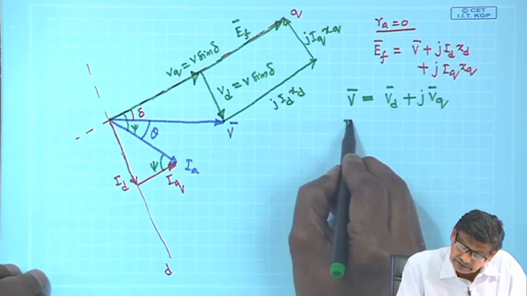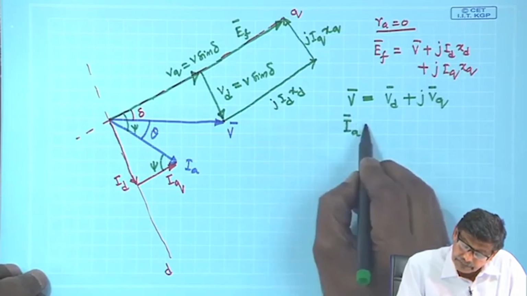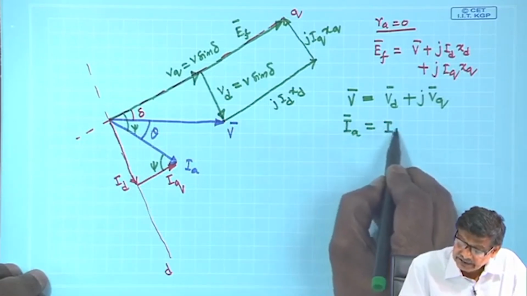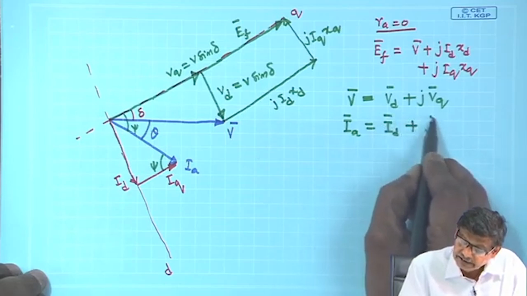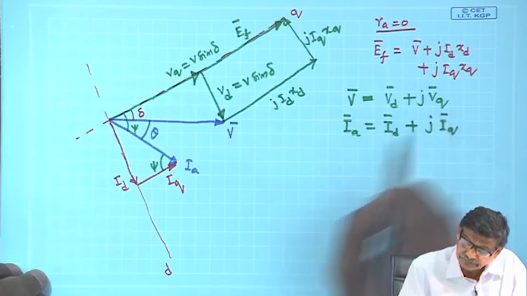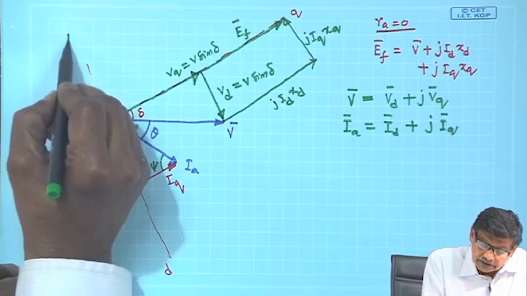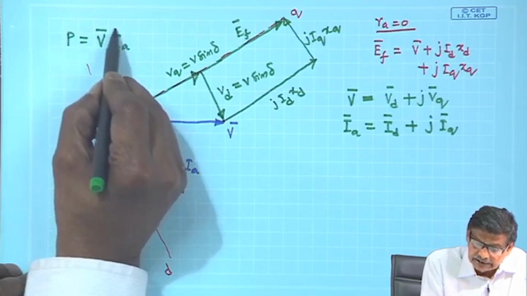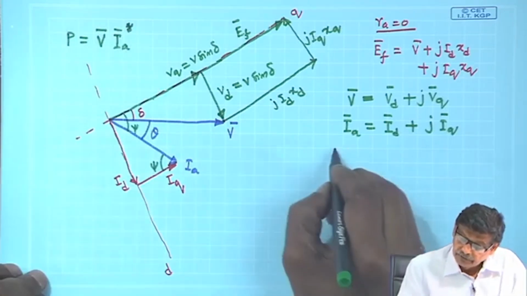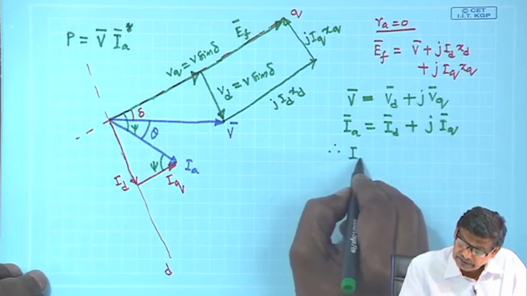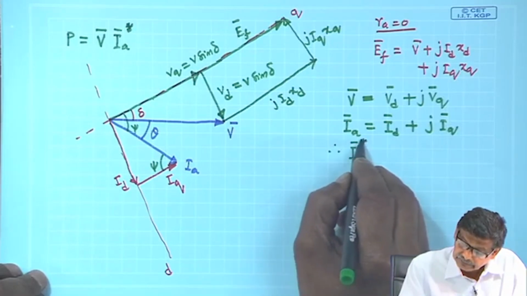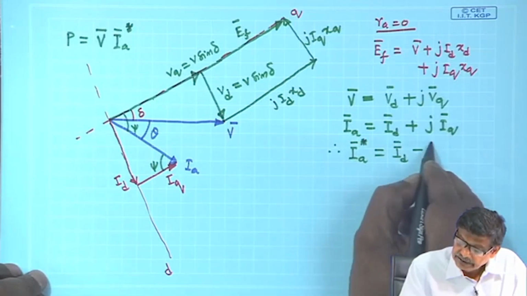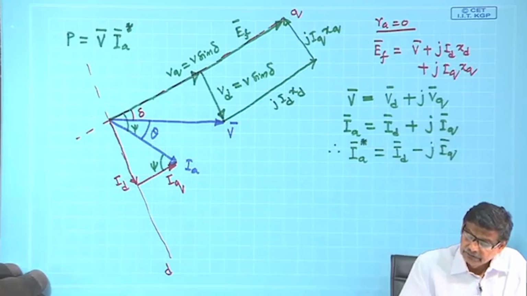Similarly, I_A can be written as the phasor I_d plus j I_q. What else? Now, for power, I am planning to do this operation, V I_A star. Therefore, I_A is this, so I_A star, the complex conjugate, will be I_d minus j I_q, is it not? This will be the thing.